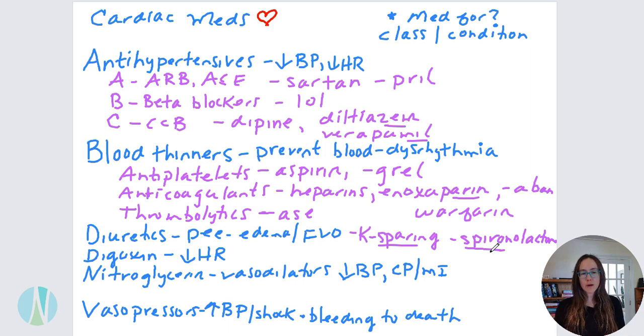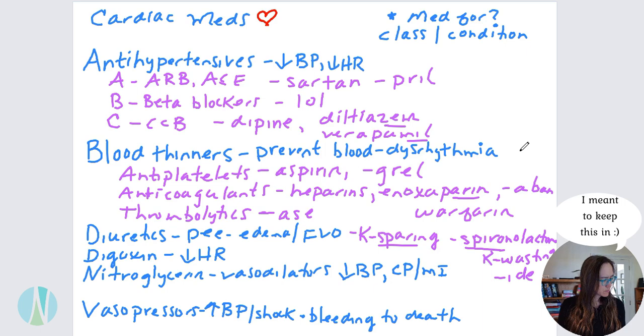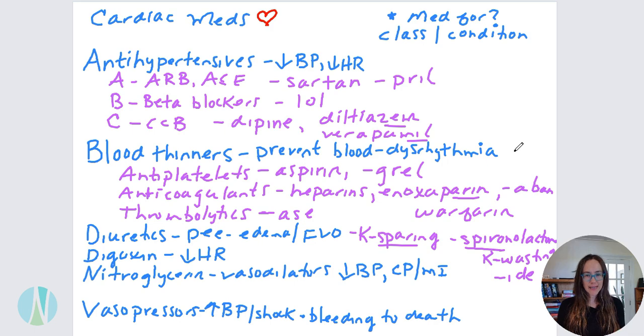Then you have your potassium wasting diuretic. So that means that their body is getting rid of the potassium, and those are your furosemide. So those end in ide. There's also another one called chlorothiazide. There's also another one called hydrochlorothiazide. So it ends in ide again. Now digoxin is just by itself.